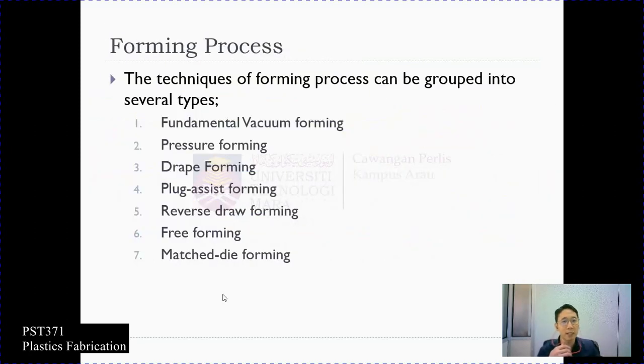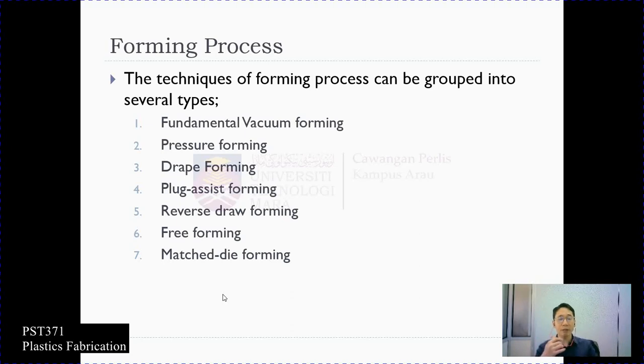Okay, thermoforming process. This is what I mentioned on the first slide. We will cover different techniques of forming process. Basically, in this chapter, we will cover 7 techniques of thermoforming. Although when you go to the industry, you might find others than this listed thermoforming, they actually derive from this type of thermoforming, or a combination of 2 or 3 techniques of this thermoforming process. So the first one is fundamental vacuum forming. Second one is pressure forming, drape forming, plug assist, reverse draw, free forming, and finally the mesh die forming.